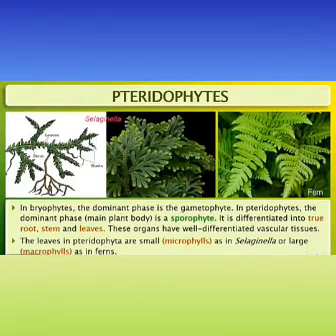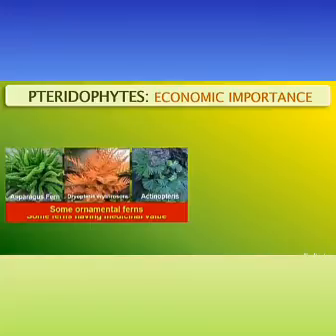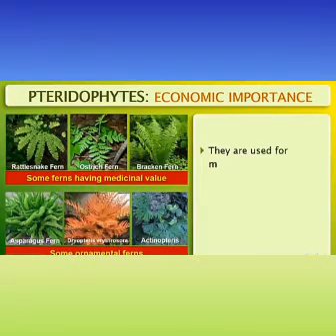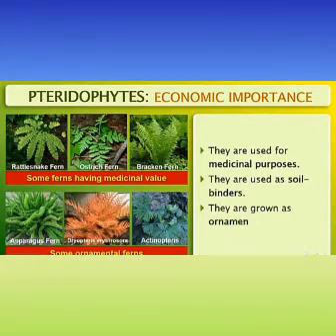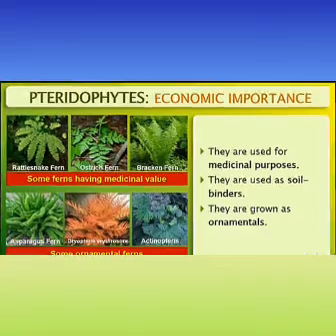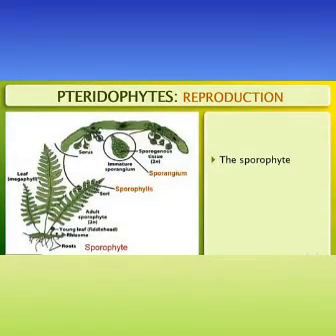You can see in the picture above. Selaginella is the first and ferns is the last picture. And next, economic importance. These pteridophyte plants are used in many medicinal purposes. They are used as soil binders. They grow as ornamental plants also. In our houses, we keep them for ornamental purposes also.